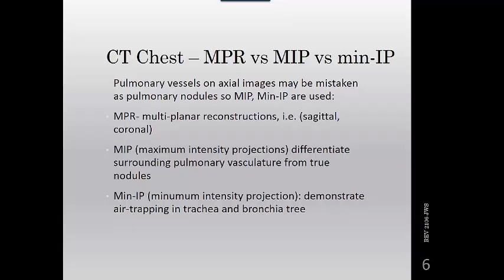They differentiate surrounding pulmonary vasculature from true nodules. And then the MinIPs are the minimum intensity projections. They demonstrate air trapping in the trachea and the bronchial tree when they're used for the thorax. We're going to see examples of all of these later.